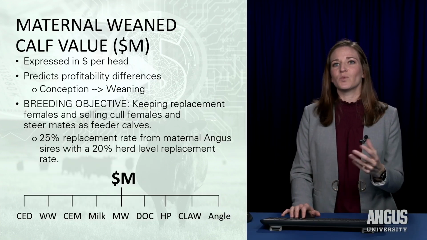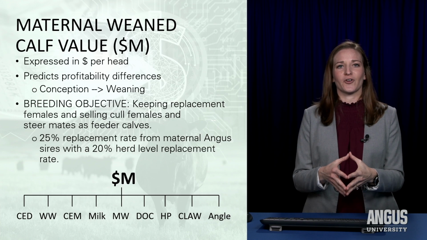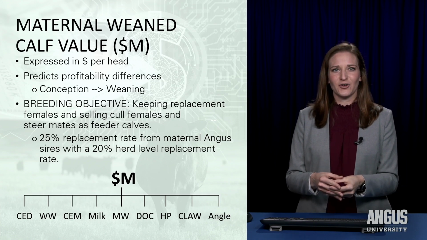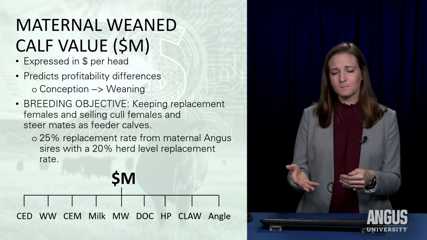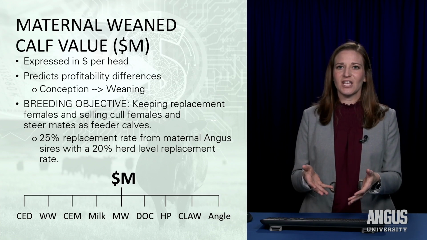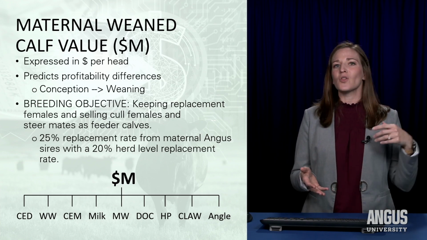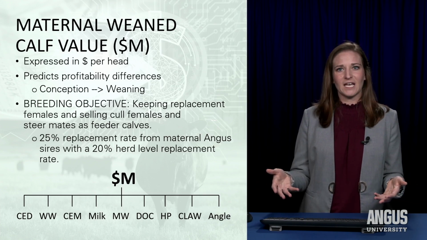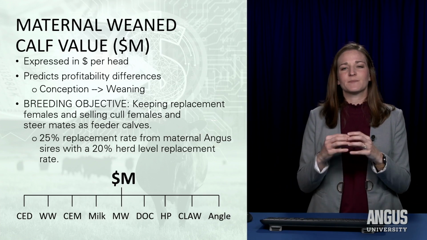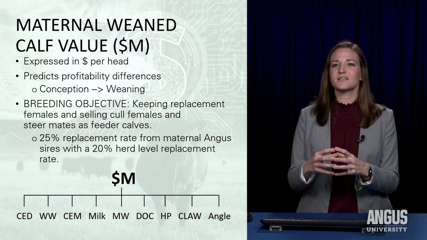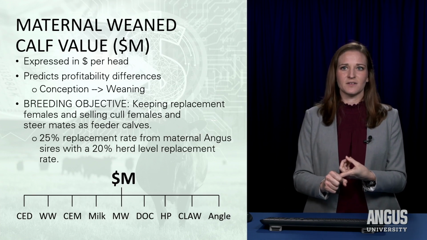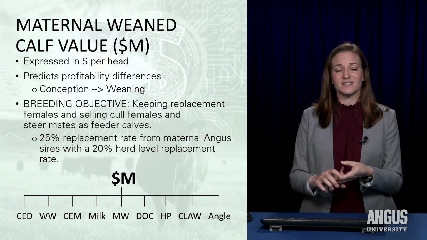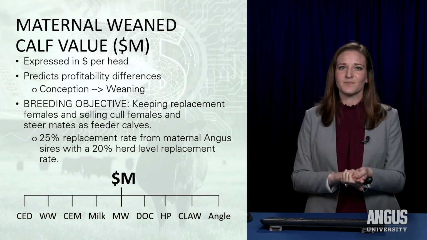So as we dig into each one of these dollar values, we're going to start with $M, or that maternal weaned calf value. So this is going to be a value that is expressed in dollars per head. This particular value is taking a look at profitability all the way from conception through weaning. And if we take a look at that specific breeding value, this dollar value would be used in a herd that's keeping the replacement females, and they're selling the cull females and steer mates as feeder calves.